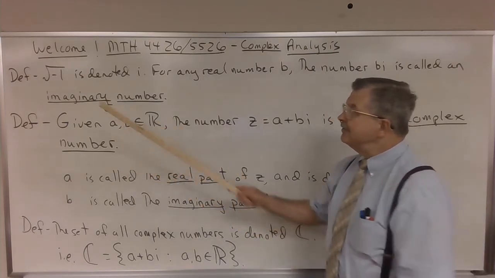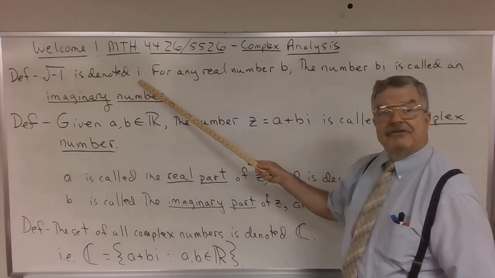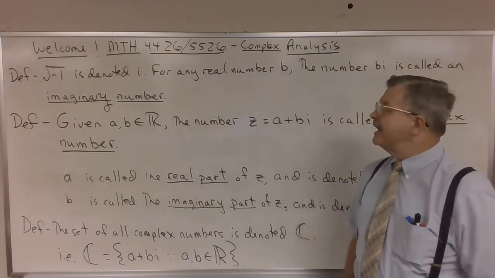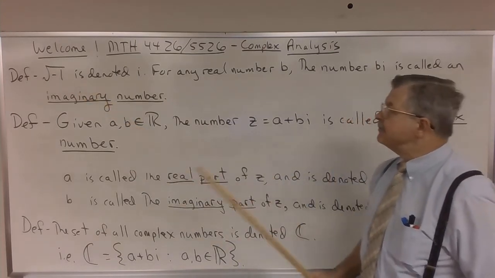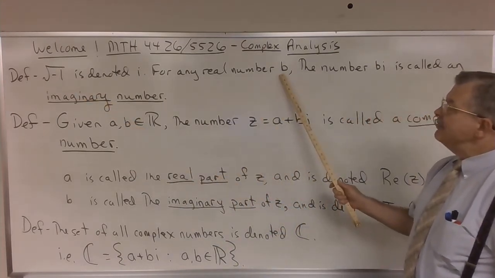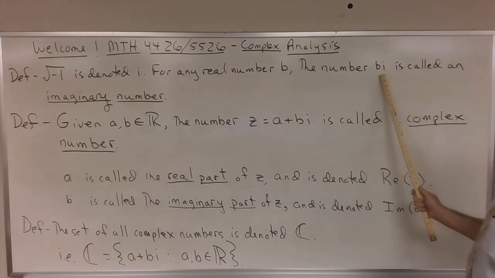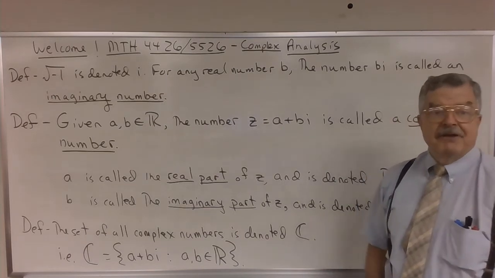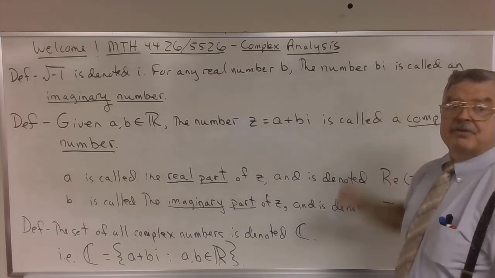Let's define this. The square root of -1 that we denote by a lowercase i. Almost always when we see a lowercase i in mathematics, lowercase i represents the square root of -1. Now, if we have any real number b, and we compute the product of b and i, this number bi is called an imaginary number. An imaginary number is the product of a real number times i, the square root of -1.